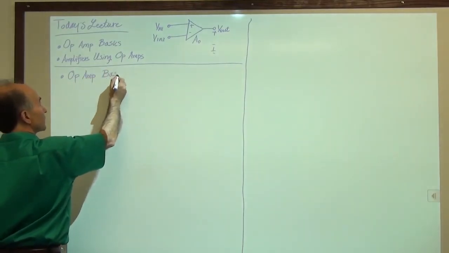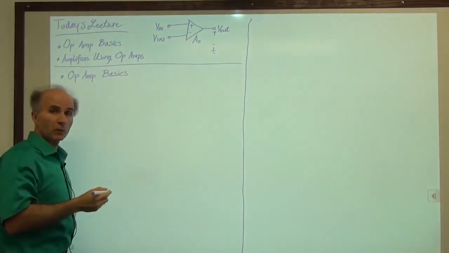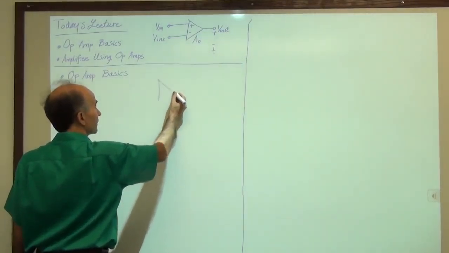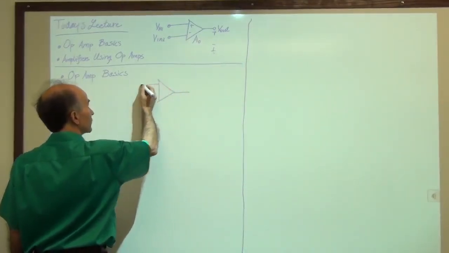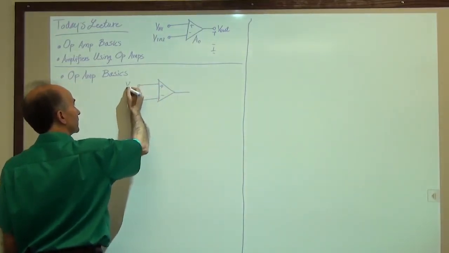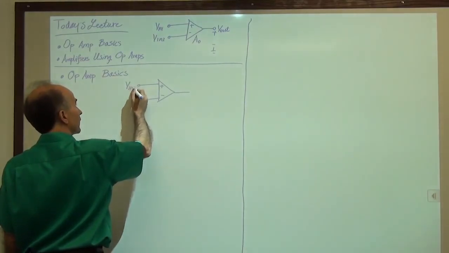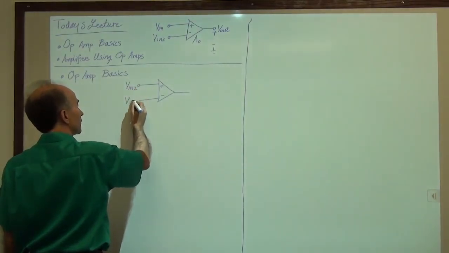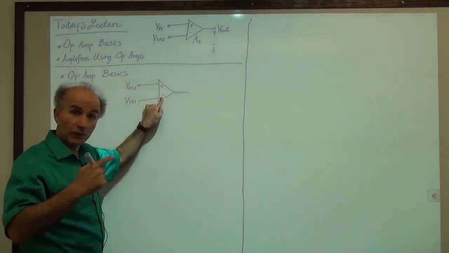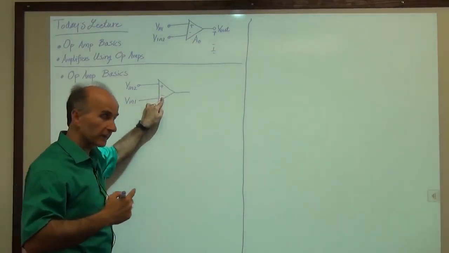And it has two inputs. But why? Why do we need two inputs anyway? All right, so here's what it is. We have a black box. It has two inputs, which we call V in 1 and V in 2. And these two are different inputs. And that's why we have a positive sign here, a negative sign here, to distinguish them from each other.